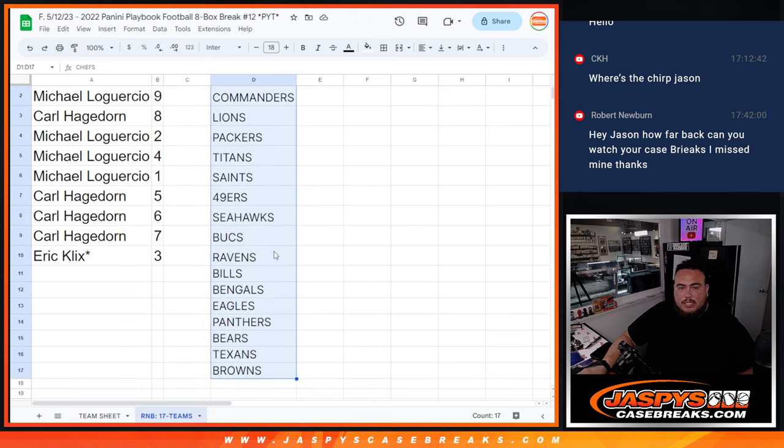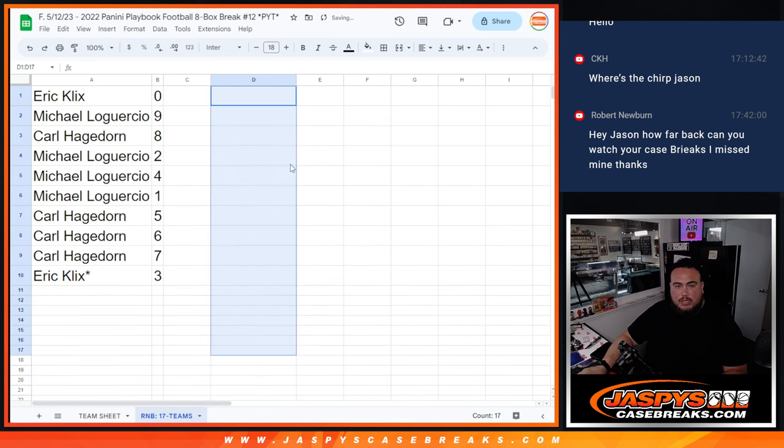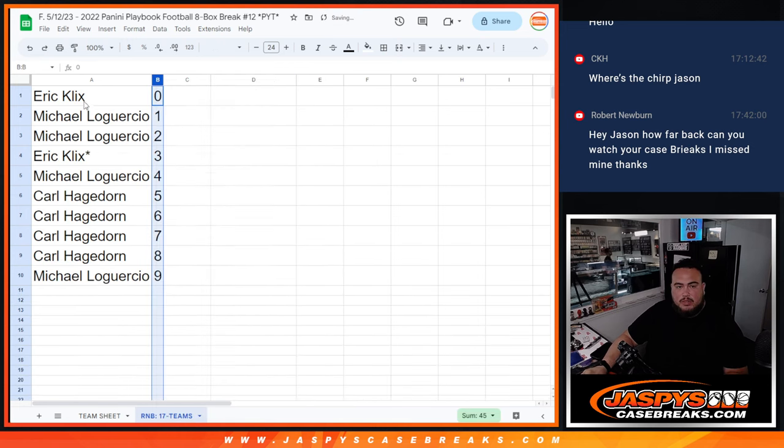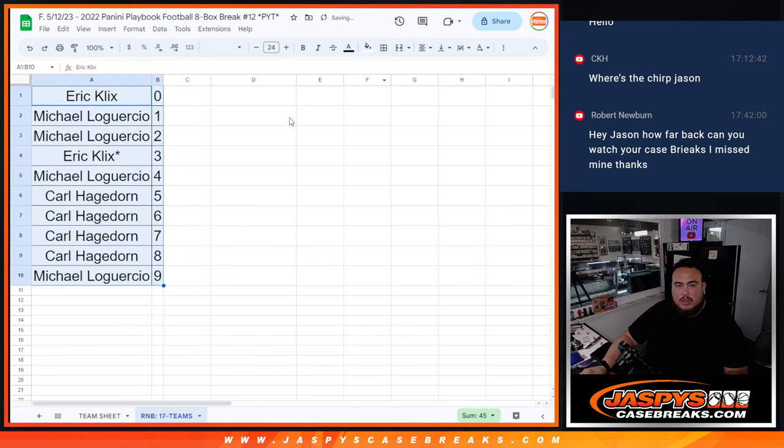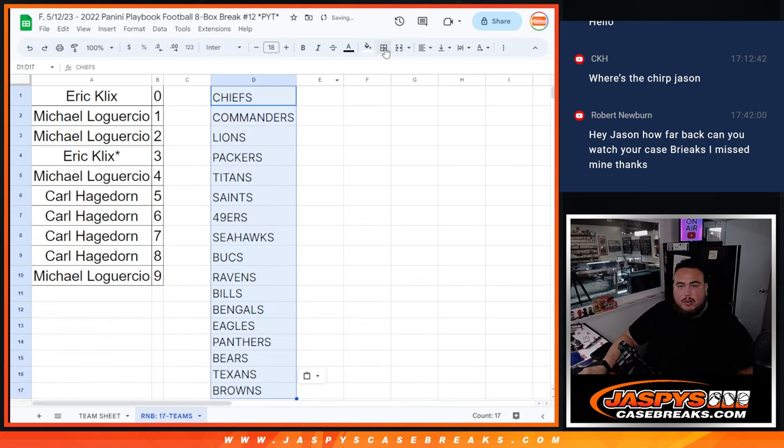So again, guys, these teams here are just there for the sorting team. Let's just put these numbered. And then, of course, here are the teams, like I said, that are part of the break.